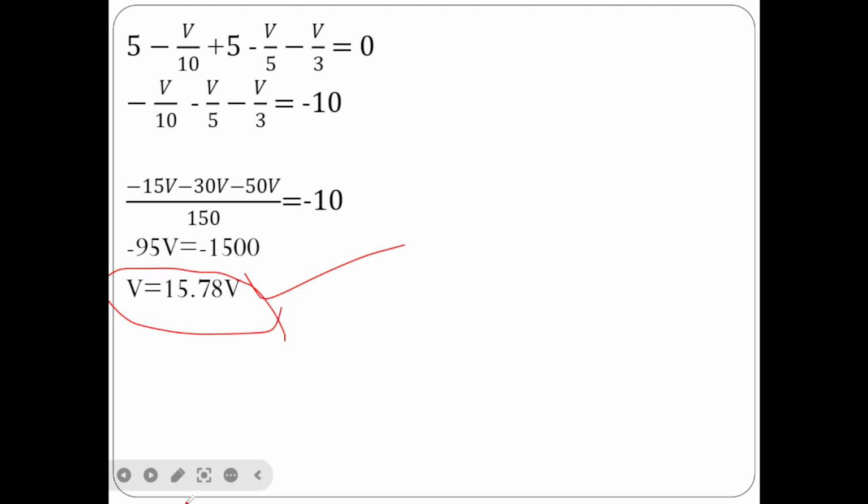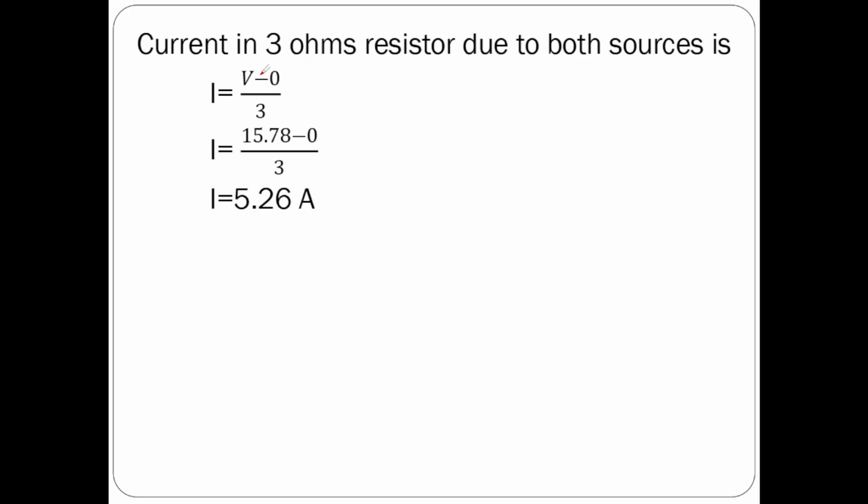Now I know node voltage. So what I can do is, I can determine the current in 3 ohms. So what is the current in 3 ohms? V minus 0 by 3. V is what? 15.78. So 15.78 minus 0 by 3, you will get I equal to 5.26. When both sources are acting in the given circuit, current in this circuit is 5.26.